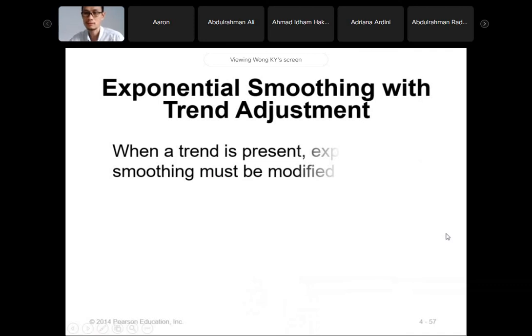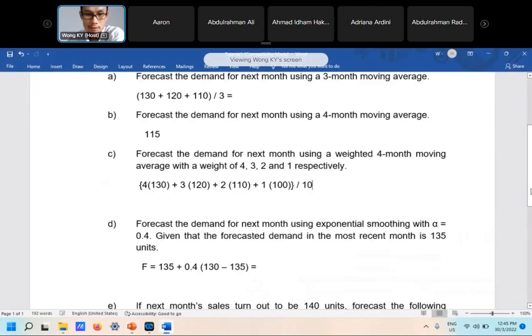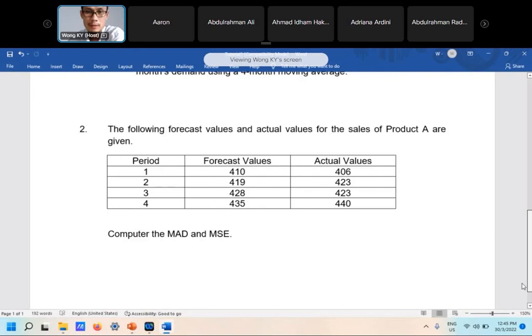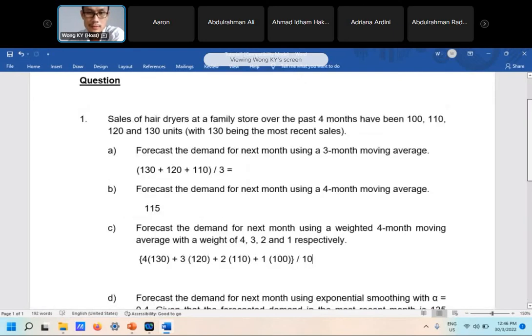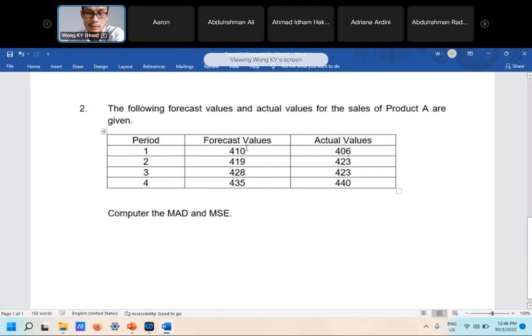Okay, 12:45 already. So I think I should stop here. In this question, I think all of you know how to do. Anyway, I will upload this to e-learning. So if you're hardworking, you can just do this and you can share your answer in the e-learning.